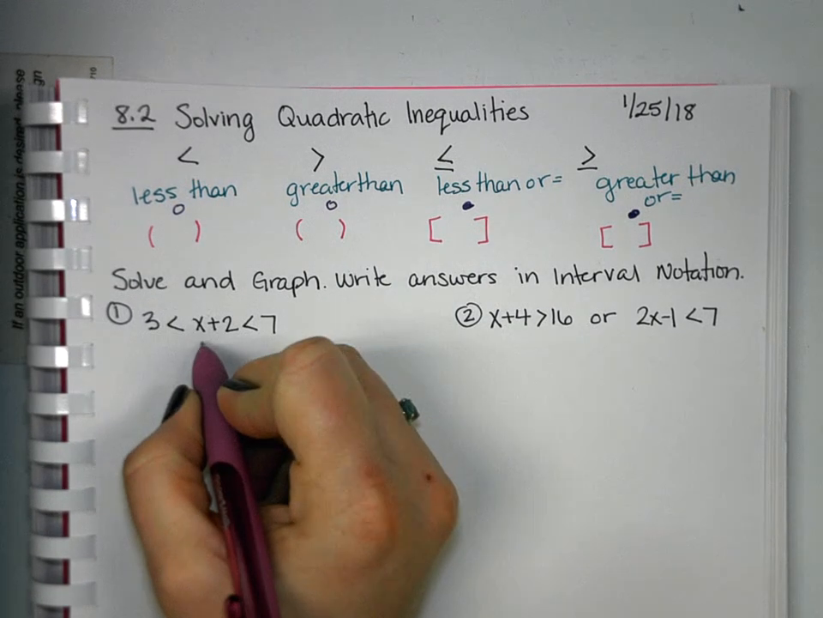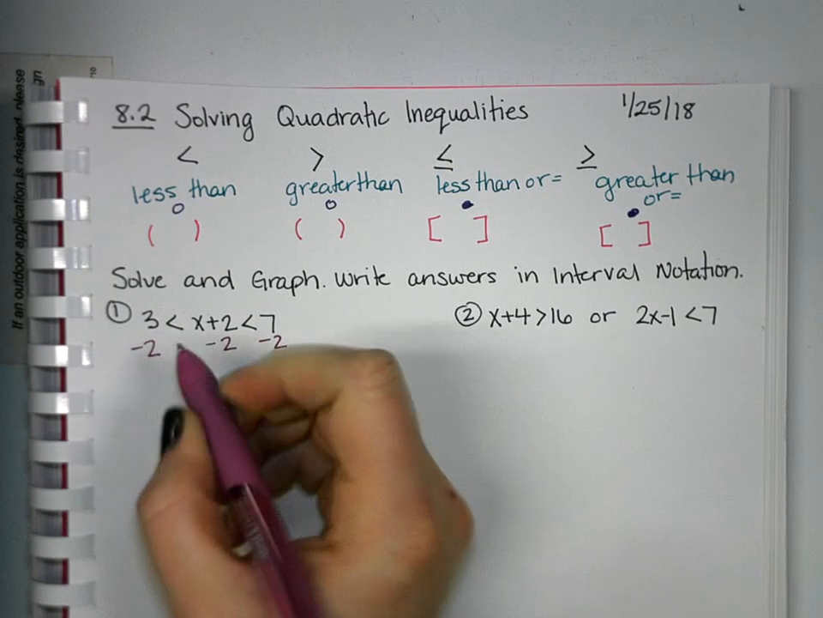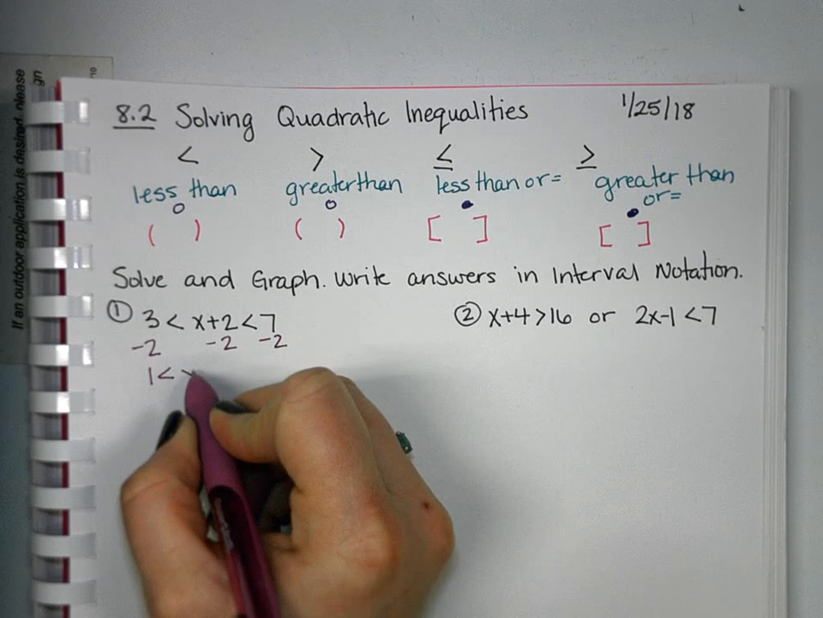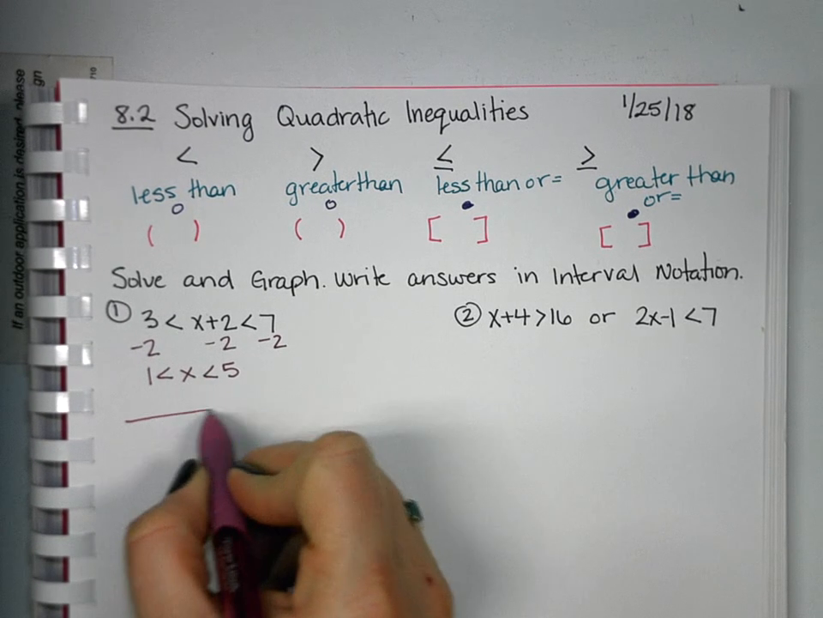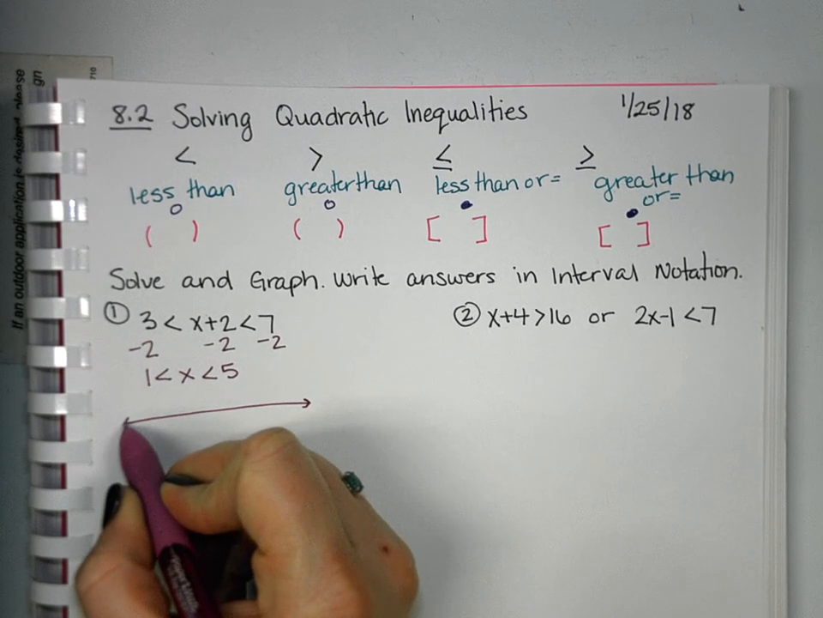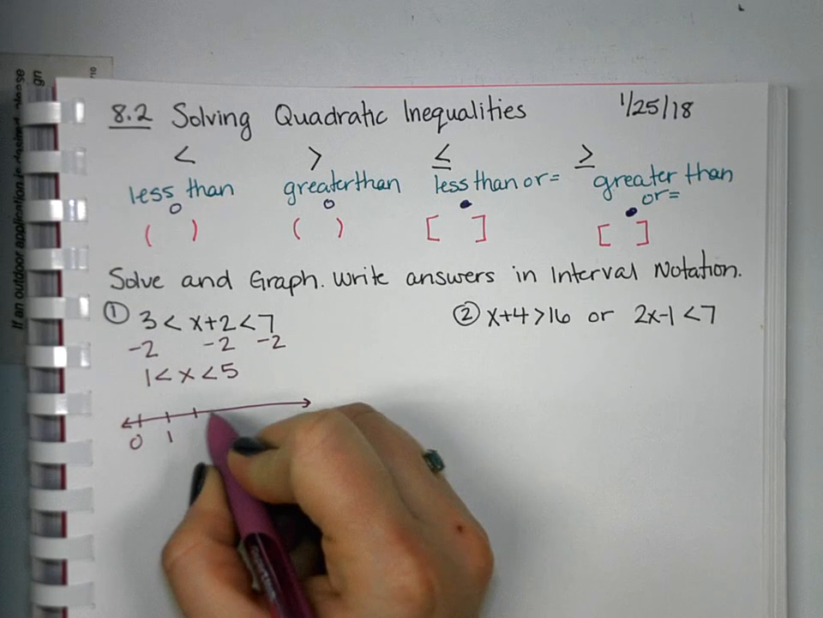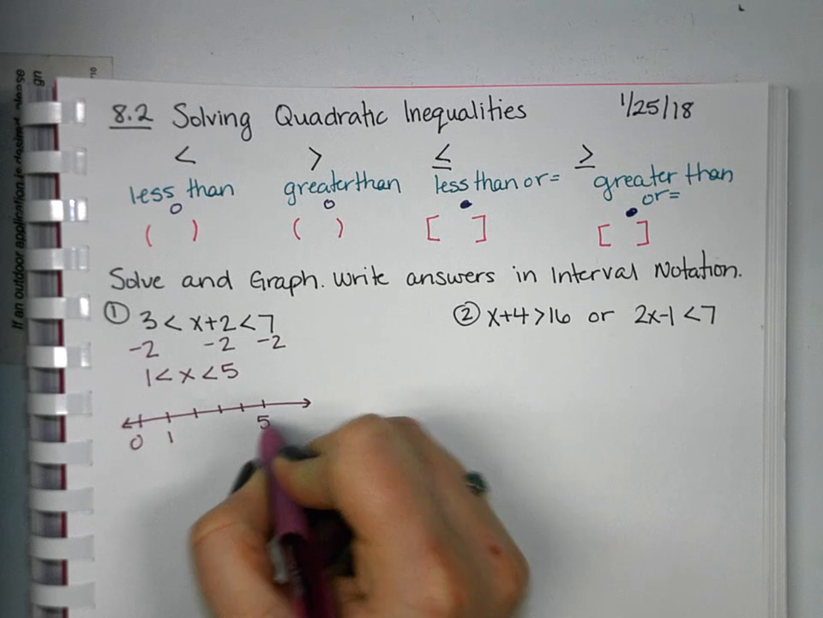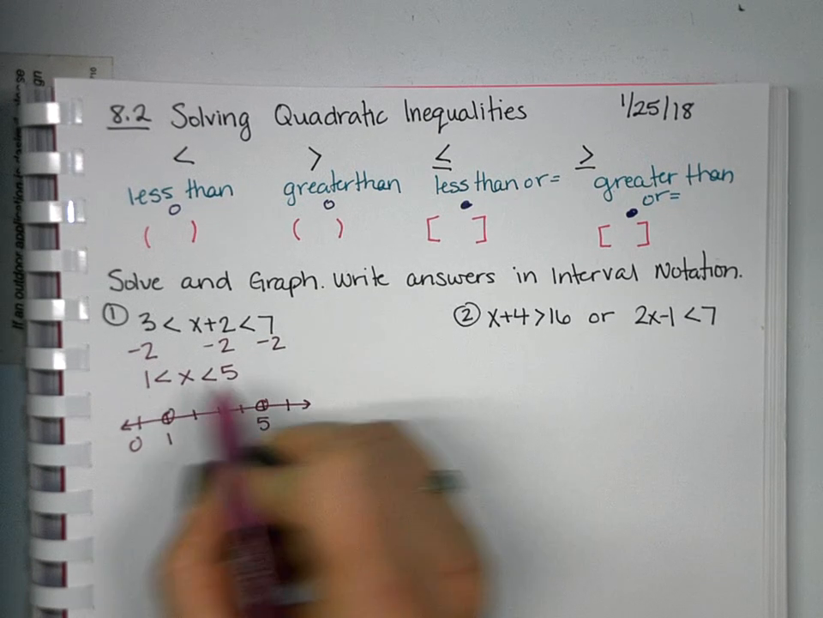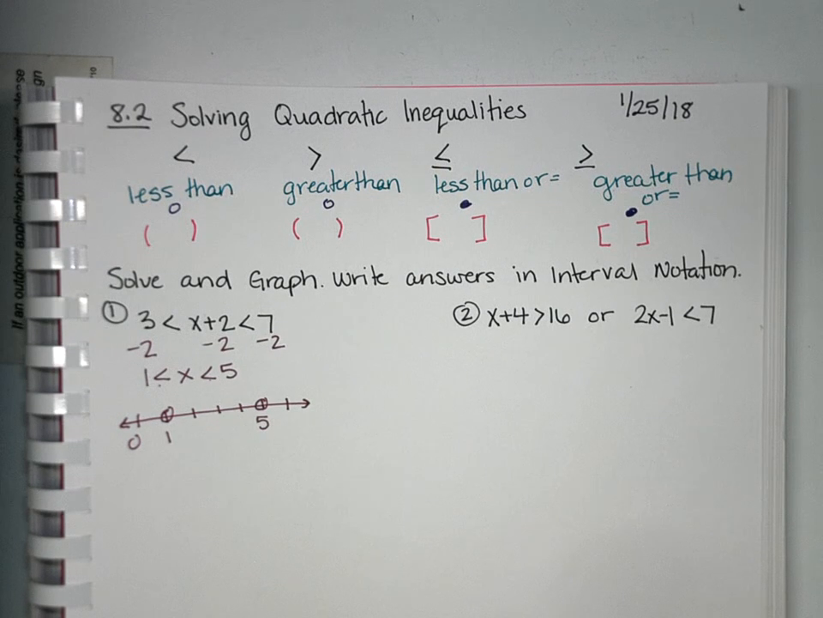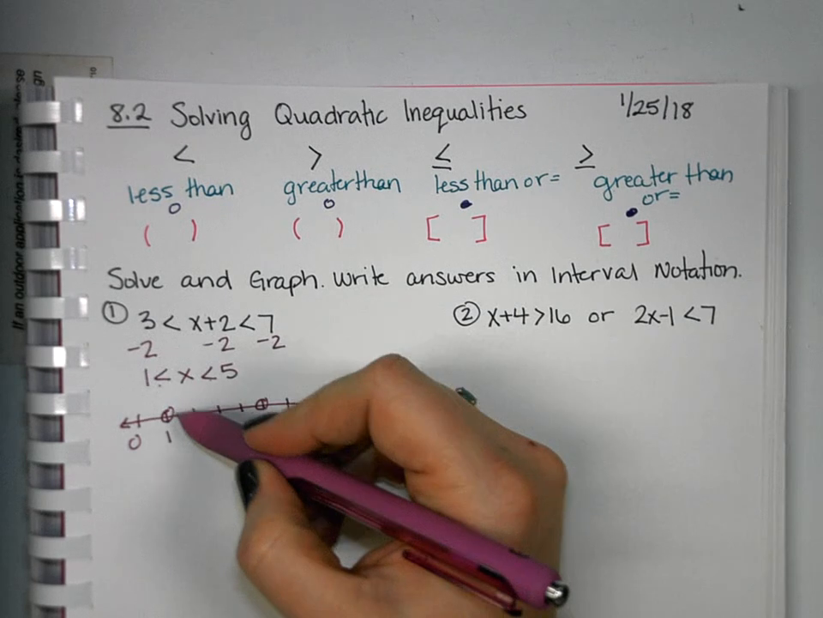So I can subtract 2 from all three sides, and we get 1 is less than x, which is less than 5. So when we graph it on a number line, we got to graph 1, 5. Our circles are going to be open because they're both less than. And we're looking to be where x is between 1 and 5.